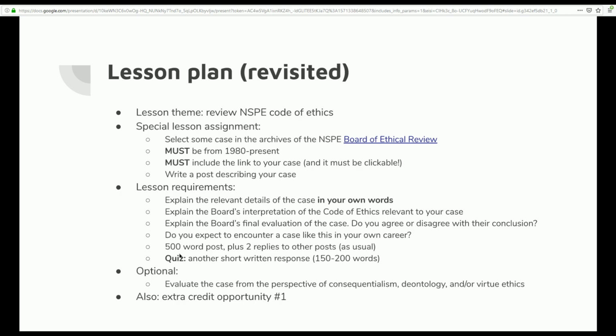There will be another short case study in your quiz this week, so you're going to have to do a little bit more writing for your quiz, but there's no required readings to do a quiz from.